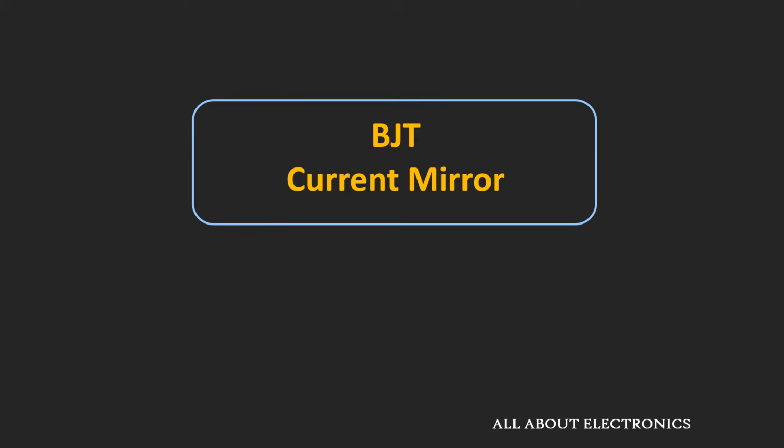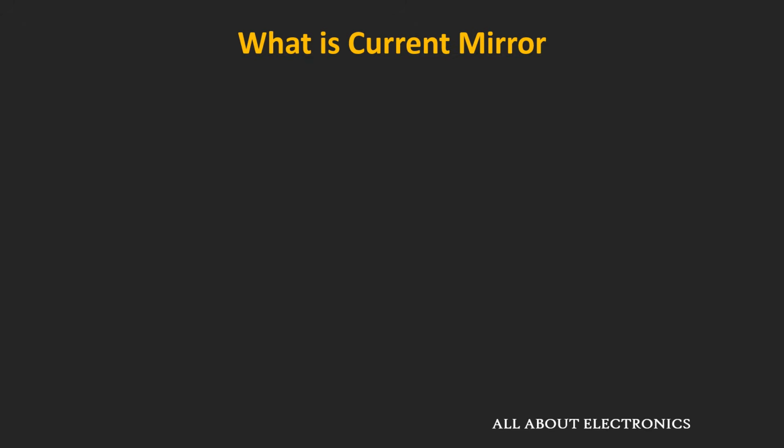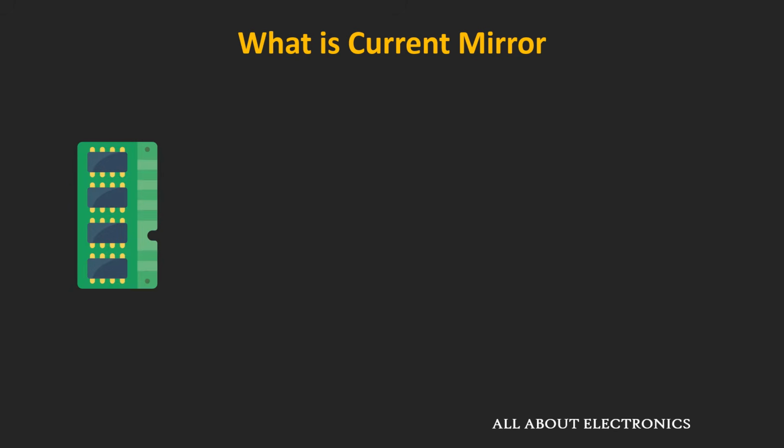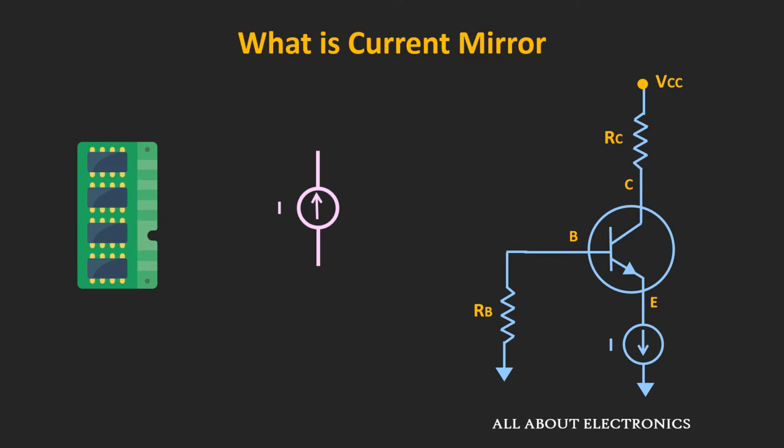So in this video, we will learn about the current mirror circuits. First of all, let us understand what is current mirror and why it is used. And for that, let me start with the current source. If we take an integrated circuit, then it consists of so many amplifiers. And to bias these amplifiers, we require so many current sources.